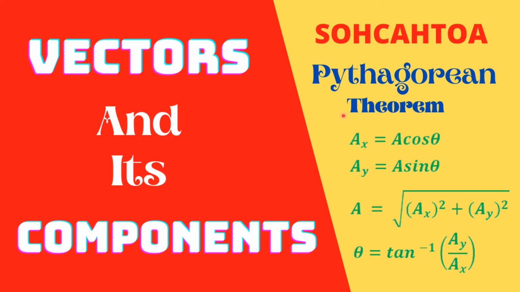In this video, I'm going to discuss vectors and the components of a vector. What is a vector? A vector is a physical quantity that has both magnitude and direction. Examples of these are displacement, velocity, acceleration, and force.